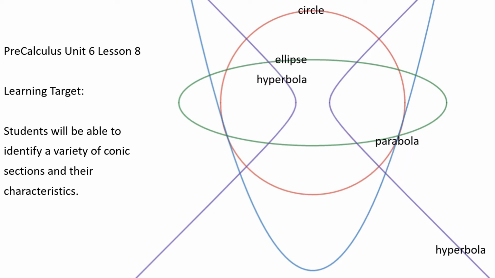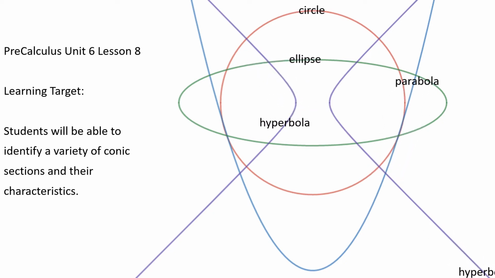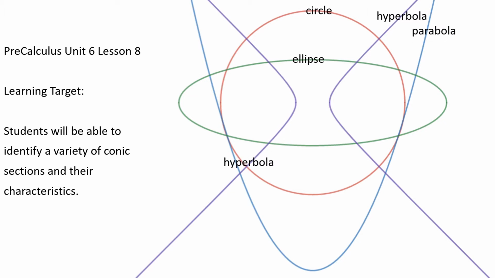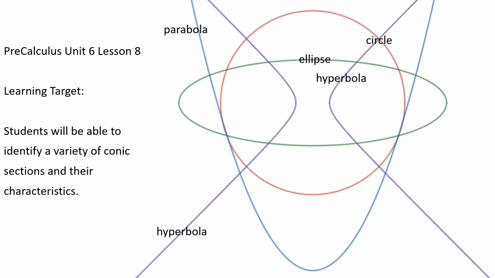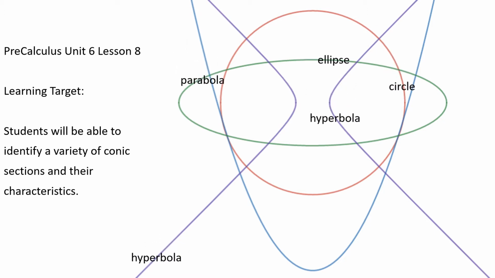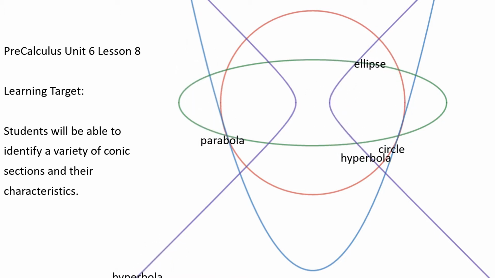It's time to kind of wrap up. We're nearing the end of the unit. We have studied each of the 4 conic sections, and so now we got to see, well, if we mix them all up, can we figure them out?